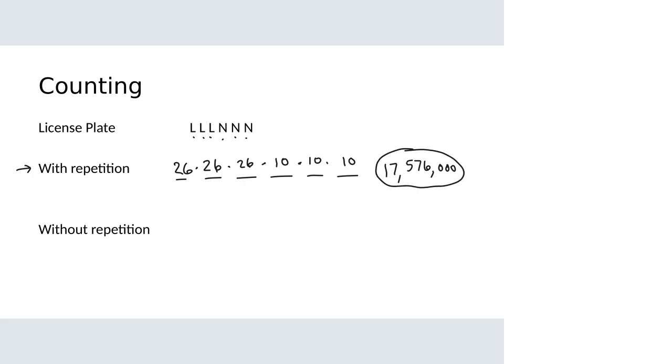We'll get some pretty big numbers for answers to questions like these, but if you think about it, that's a pretty robust license plate to have. And you could have 17,576,000 different ones.